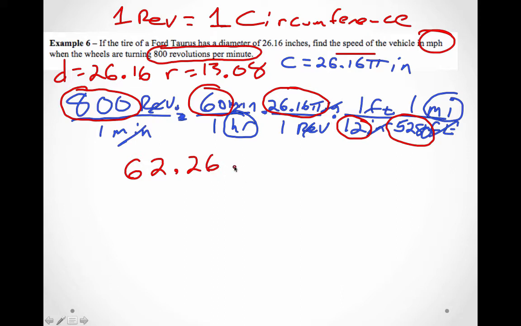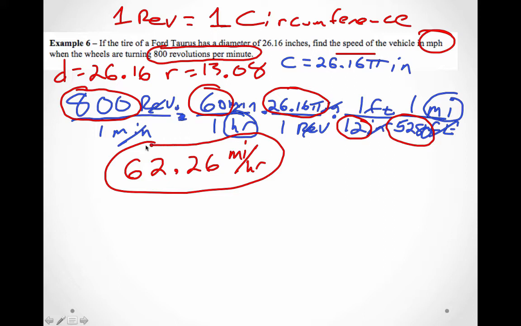62.26. That is miles per hour. And that's a reasonable speed for the Ford Taurus to be winding it out. Good stuff.